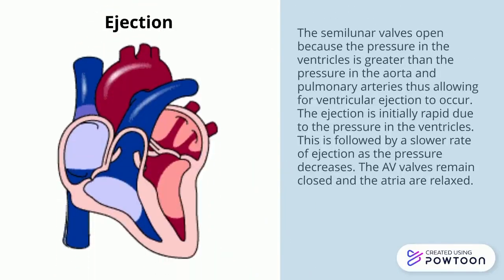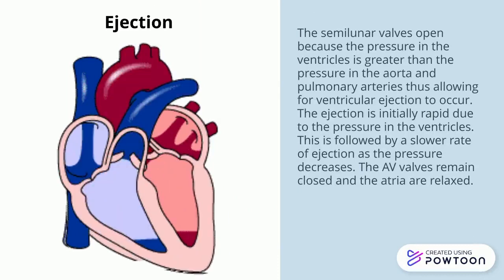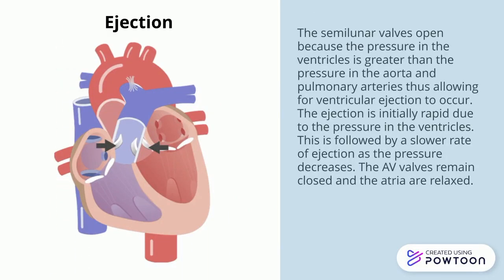The next phase of the cardiac cycle is ejection. The semilunar valves now open because the pressure in the ventricles is greater than the pressure in the aorta and pulmonary arteries, thus allowing for ventricular ejection to occur. The ejection is initially rapid due to the pressure in the ventricles. This is followed by a slower rate of ejection as the pressure decreases. The atrioventricular valves remain closed and the atria are relaxed.